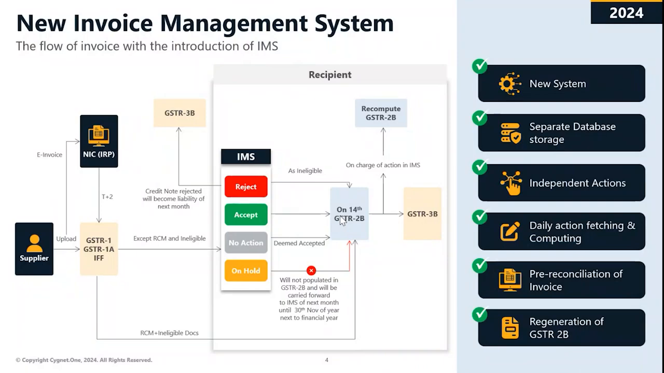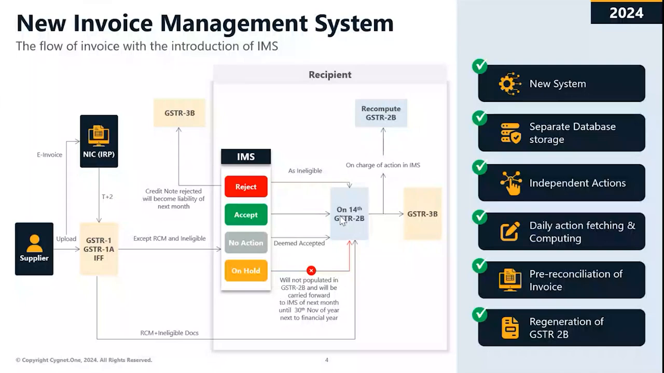Now what happens is, if he files the return by the 11th of the month, for whatever transactions you have accepted, two conditions have to be checked. Number one, it has to be accepted. And number two, the return has to be filed by the 11th. If either condition is not fulfilled, either you have not accepted, you have kept it pending, or you have rejected it, though rejected also goes to GSTR 2B, but in the rejected portion. Now, if you have accepted, but he has not filed the GSTR 1 by the 11th, it is there in IMS, but it does not flow to the GSTR 2B of this month.